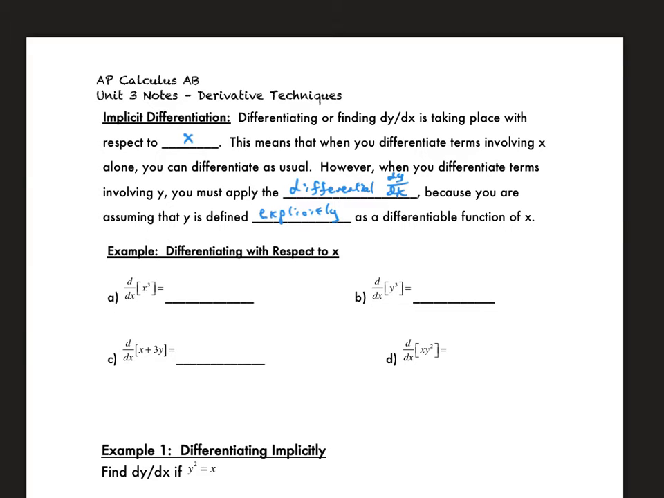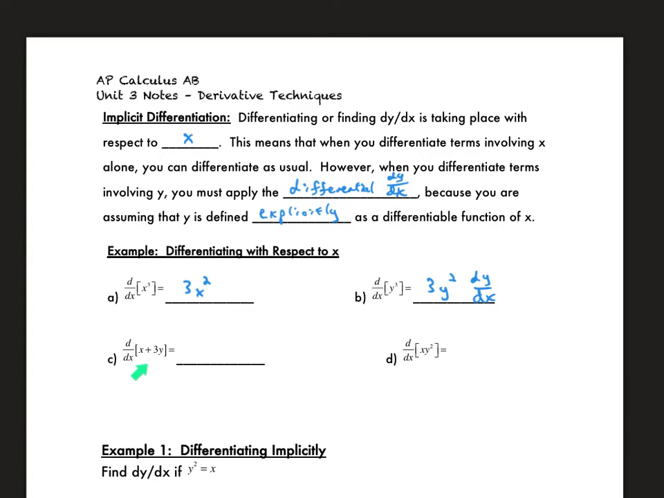Okay, so let's talk about these two right here, a and b. All I'm doing in a is simply differentiating something that's involving x's only. So that's not hard to do. The derivative is 3x squared. But when it's only y's, what I need to do is tack on that differential, as previously said. So the derivative here will be 3y squared. You just follow your normal rules like you would for x's, but then you must tack on dy over dx. And really, that's the only difference between implicit differentiation and so-called regular differentiation.